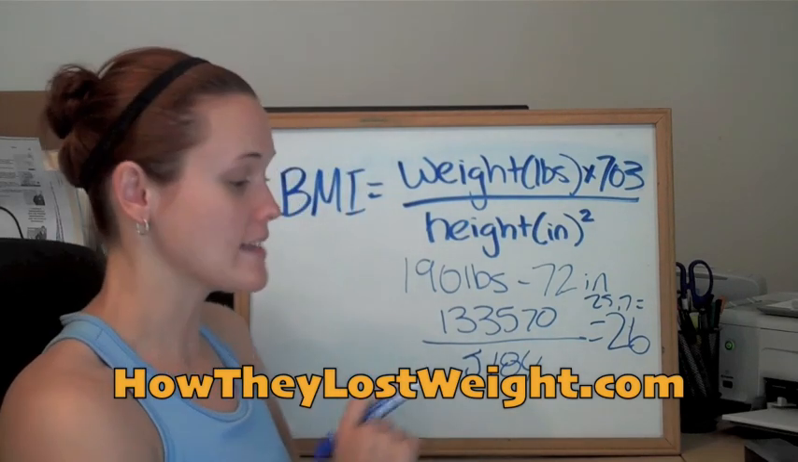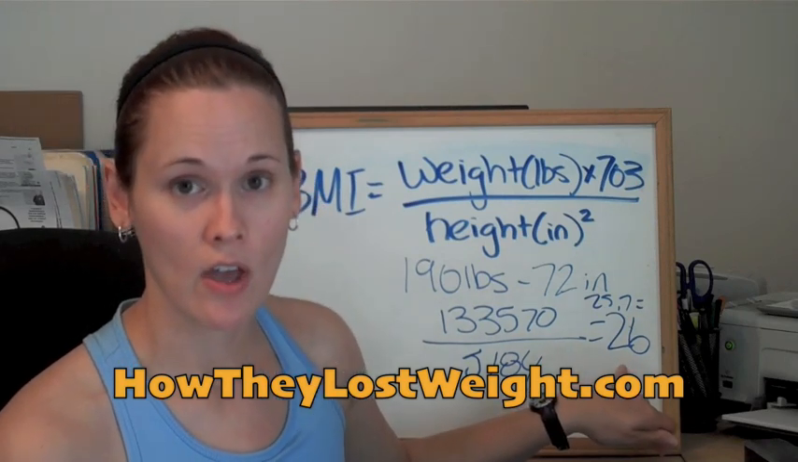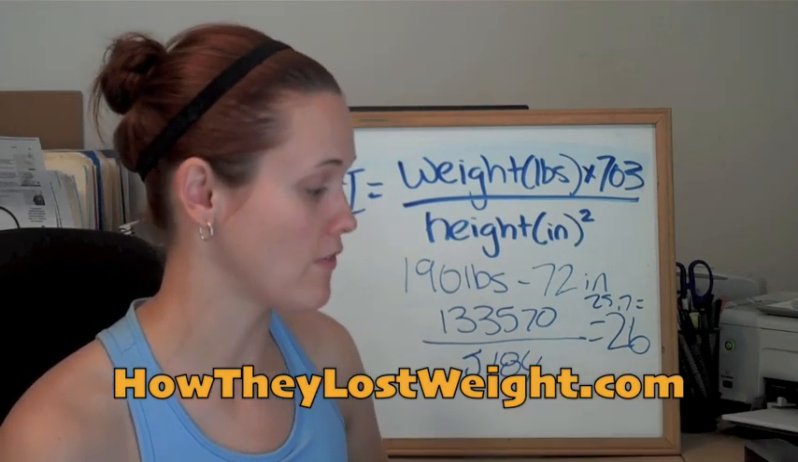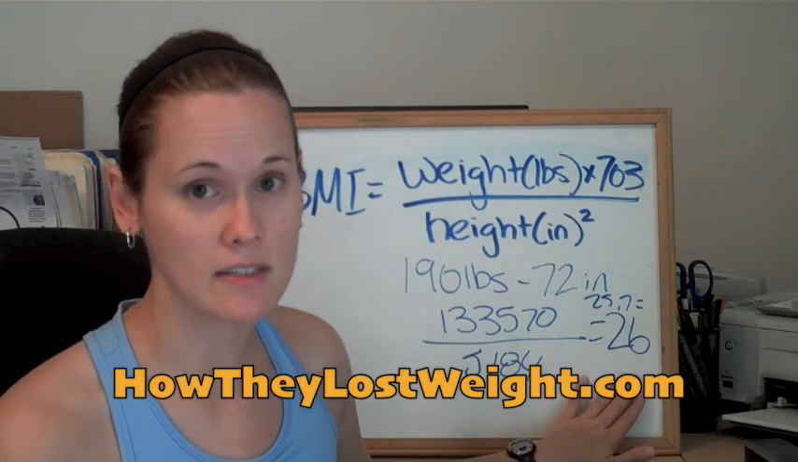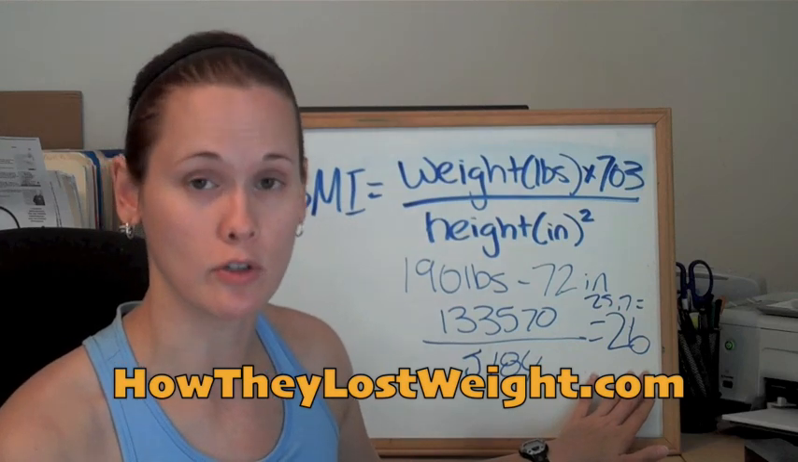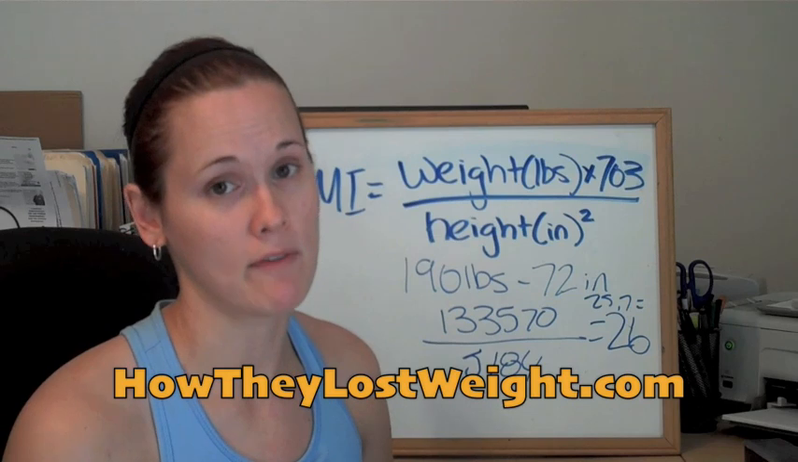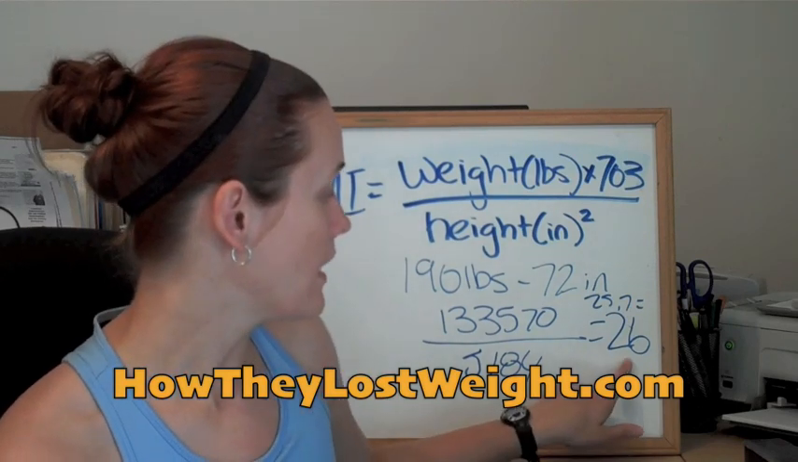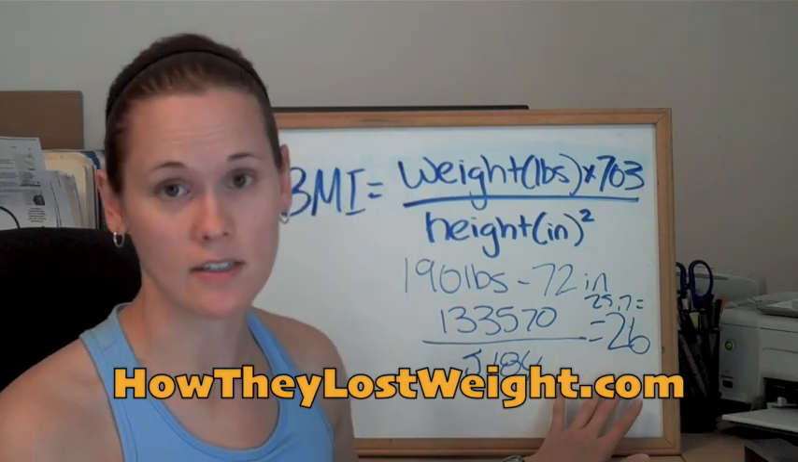If this number here is less than 18.5, you're actually underweight. If it falls between 18.5 and 25, that's a good healthy weight. That means that your weight is great for where you're at. And you really don't need to lose too much weight. You might want to add some muscle, tone up, those kinds of things, but your main focus is not going to be weight loss. Now, if your number is from 25 to 30, you're considered overweight.